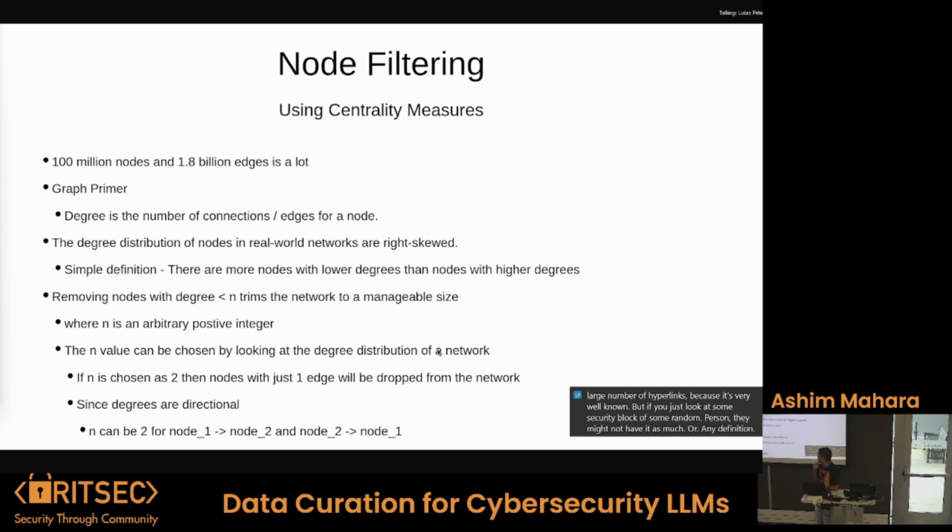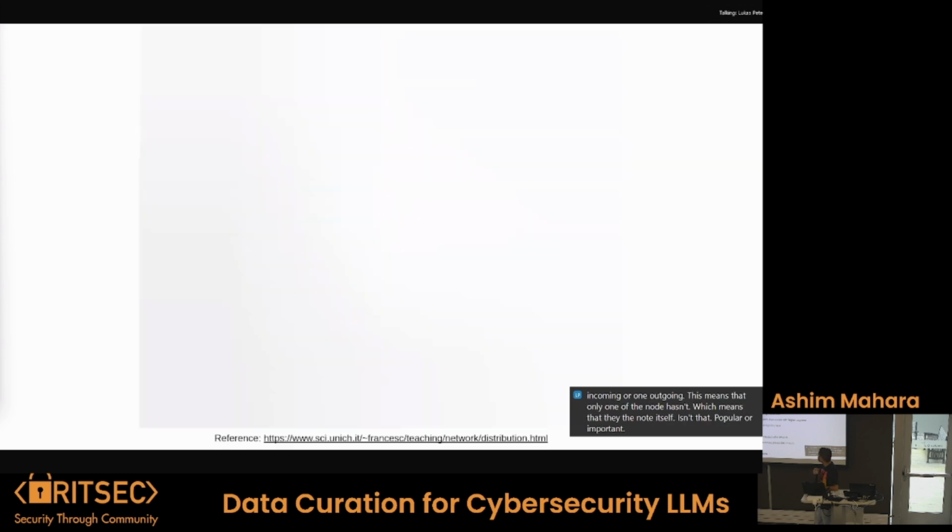One of the things I did was removing nodes with a degree less than 2, which means that they only have 1 incoming or 1 outgoing connection. This means that only one other node has referenced them, which means that the node itself isn't that popular or important.